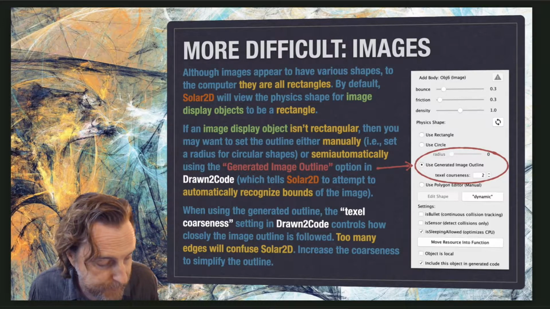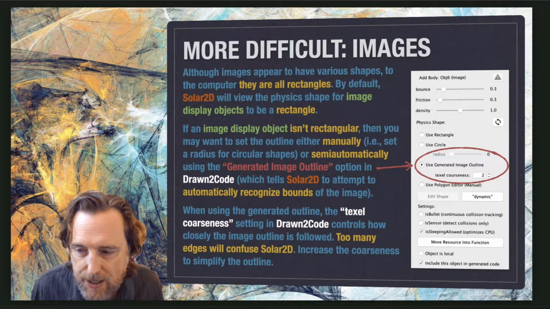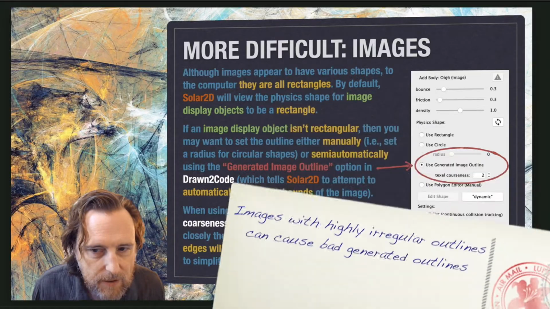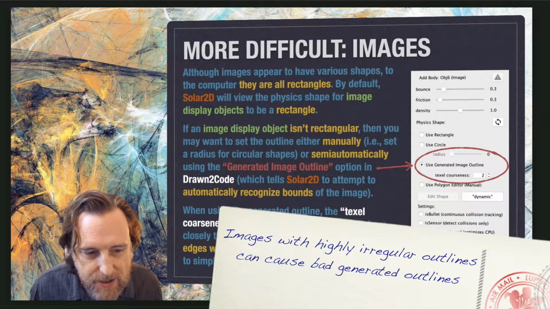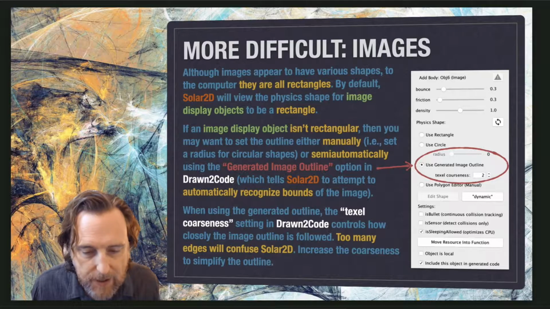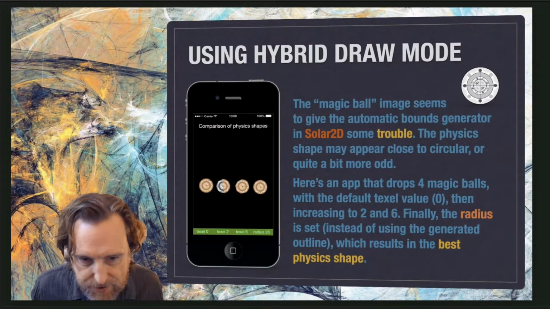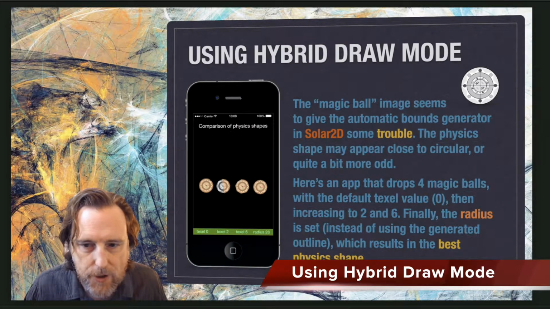So that becomes difficult when the shape is like we just saw in that magic ball. If the shape is super jagged like that, then Solar 2D is going to try to add points which follow that jagged outline, and then it's also going to run out of points that it can use, and the outline shape will end up being badly misdrawn. This is what will get us into trouble, and the first thing to do is to switch our draw mode.